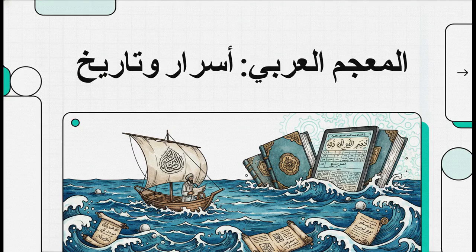We're going to see exactly how brilliant Arab scholars invented highly precise systems to preserve the language, and how this whole craft evolved from just trying to protect the Quranic text all the way to the massive digital and historical encyclopedias we have today. So, buckle up and get ready to uncover the secrets of the Arabic dictionary.